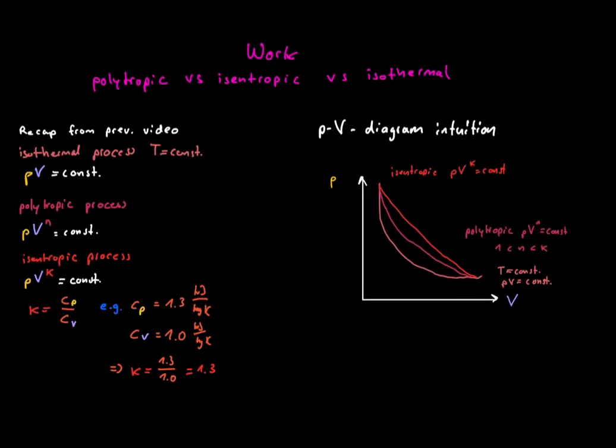Good morning, champs. Same gas, same starting point, same final volume. But depending on the process, the required compression work changes. Why? Because on a pressure volume diagram, work is area. Let's first recap the three process paths.